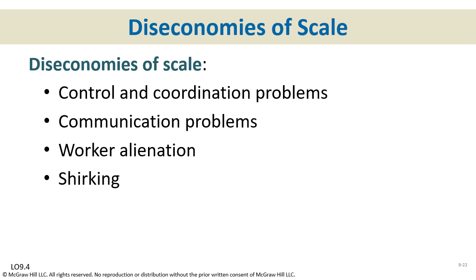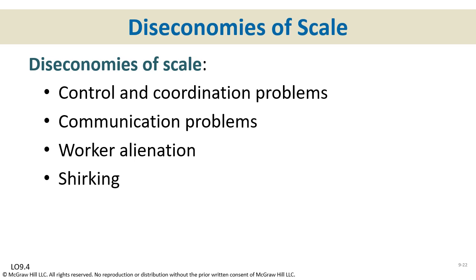And what can cause this? Control and coordination problems are a big one. If your company gets so large you have a hard time controlling it, you may not have enough managers, or it may be too spread out. That's a problem. Communication problems. A large bureaucracy is going to make it very hard to communicate with all of your divisions and your employees and make sure everybody's on the same page.